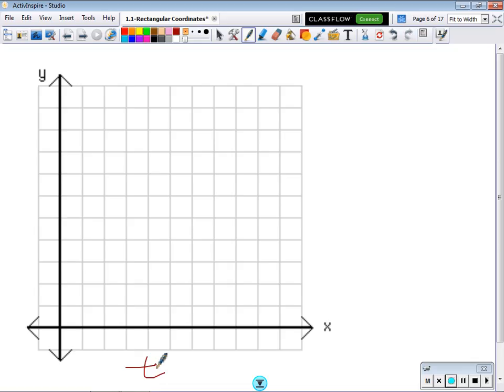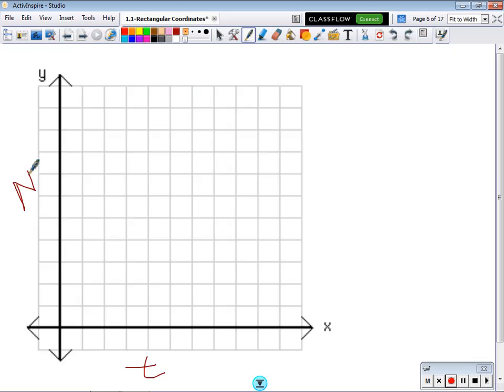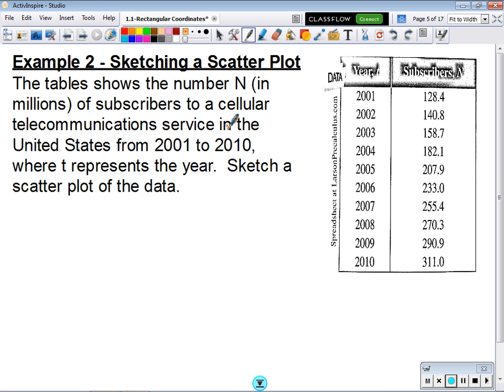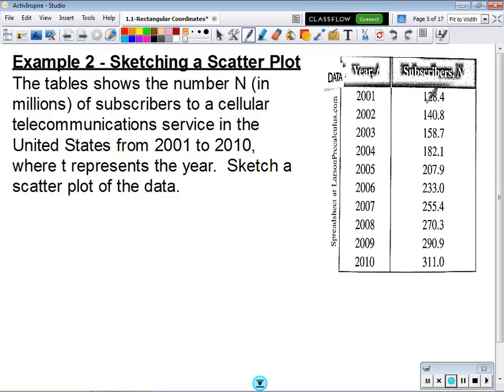I'm going to put T down here, and then up the side of this I'm going to have my values of N. Since this goes from 2001 to 2010, I'm just going to use the last digit of each of the years here on the graph. So I got 2001, 2002, 2003, 2004, 2005, 2006, 2007, 2008, 2009, and 2010. And then for the values of n, this goes from 128.4 all the way up to 311.